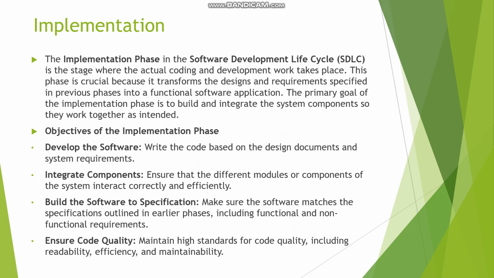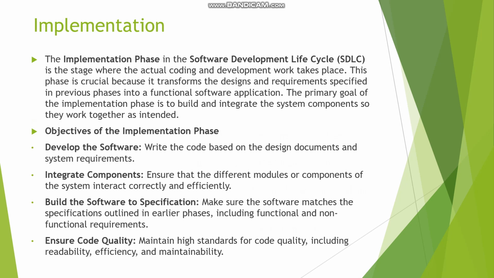Implementation phase in software development lifecycle is the stage where the actual coding and development work takes place. This phase is crucial because it transforms the design and requirements specified in previous phases into a functional software application. The primary goal of the implementation phase is to build and integrate the system components so they work together as intended.